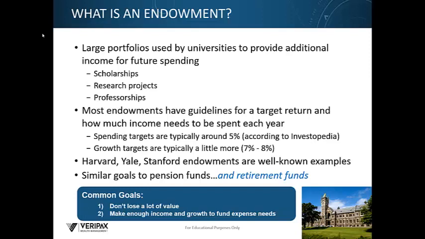So if you're an endowment, you have a 5% spending target that you need to hit. If you're retired, you have a certain living expense target that you need to hit in terms of income. So the goals of whether it's an endowment or a pension fund or a retirement fund are all very similar. And so it kind of makes sense to take a look at how endowments meet their targets and see if we can learn something for a retirement fund.